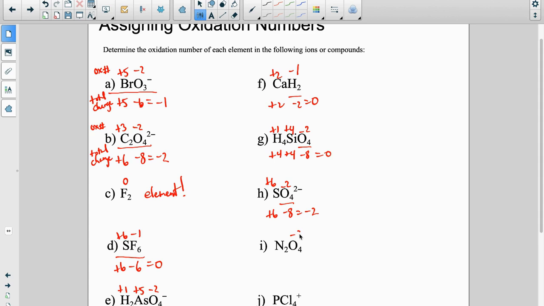N2O4, again, this is -2 for the oxygen. Okay, -2 times 4 gives us -8. The overall compound's charge is 0. We need a +8 here. So each of these nitrogens has a +4 oxidation number.